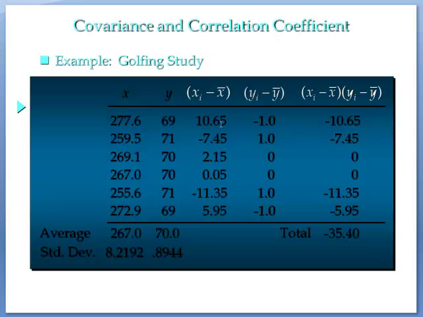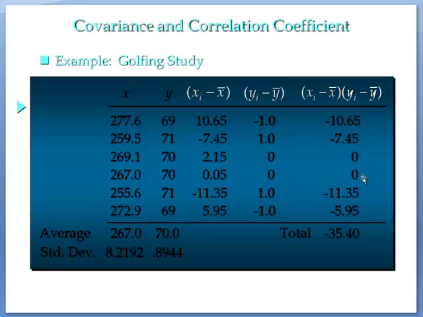For each column, subtract its respective mean from the data. Hence, 277.6 minus 267 is 10.65. 69 minus 70 is -1. Do this for each of the 6 rows. Then multiply this column by this. Hence 10.65 times -1 is -10.65. Minus 7.45 times 1 is -7.45.